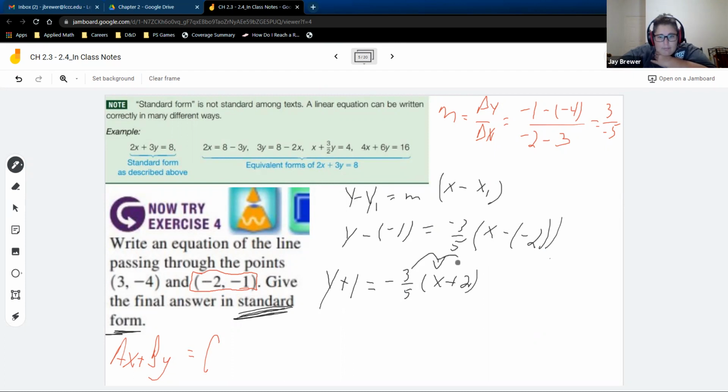Then I want to distribute and simplify. So y plus 1, -3/5 x. And then when you multiply, you want to multiply the tops and the bottoms. So that's going to be -6/5. Now, I'm going to subtract 1 here, but I'm going to write it differently over here. 1 is the same as 6, sorry, not 6. 1 is the same as 5 over 5. And that's going to help us.